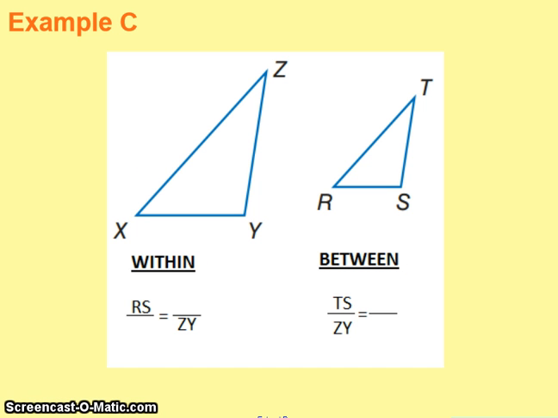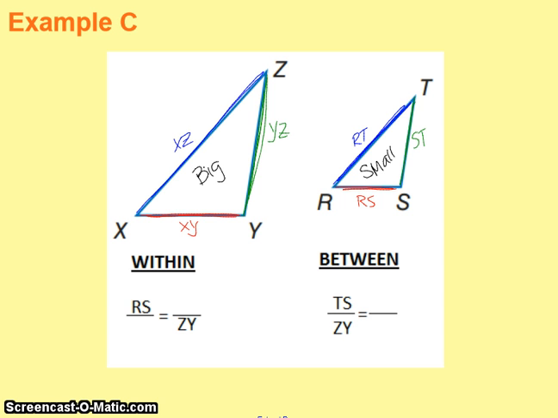Example C is the same thing. So I need to do within and between. So the very first thing I want to do is label my small and my big. And then I want to color code. So I know that side XY corresponds to side RS. I know that side ST corresponds to side YZ. And the last one I know is that side XZ corresponds to RT.